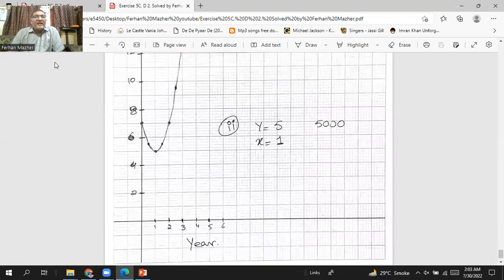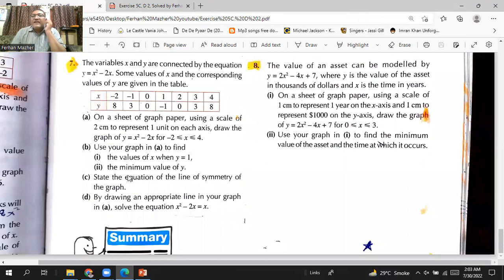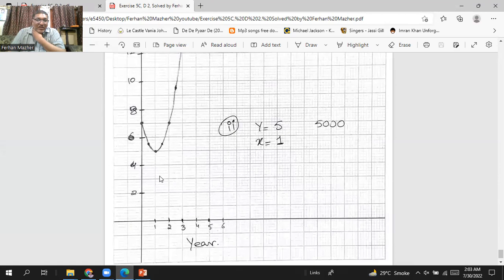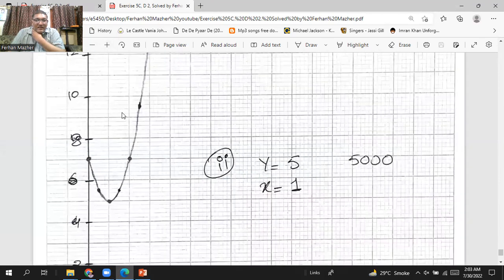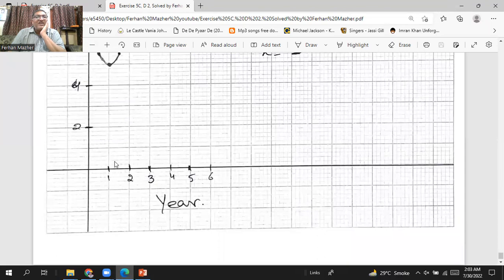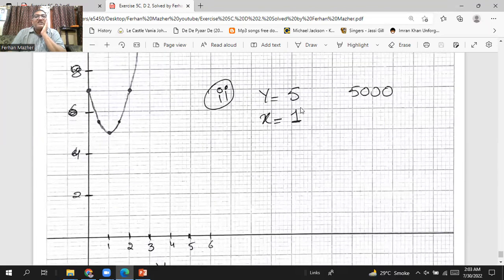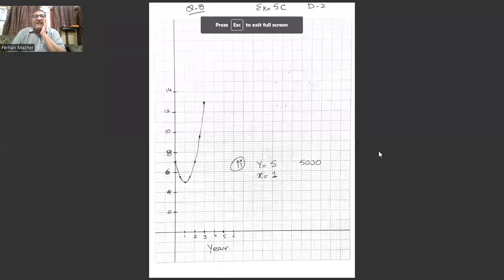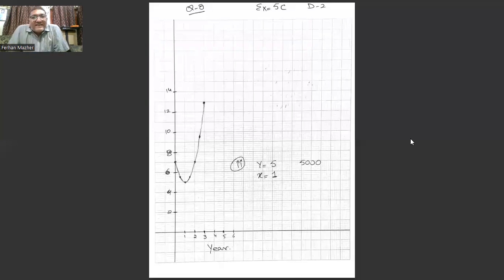So hopefully you understand, and let's see what their last question is. It says, use your graph in the first part to find the minimum value of the asset and the time at which it occurs. The minimum value of this asset is here, and it is 5. 5 means $5,000. And this happens when the time is 1 year. So hopefully you understand. So now this whole graph of question number 8 of exercise 5C from the D2 book, New Syllabus Mathematics 7th edition, is showing up.